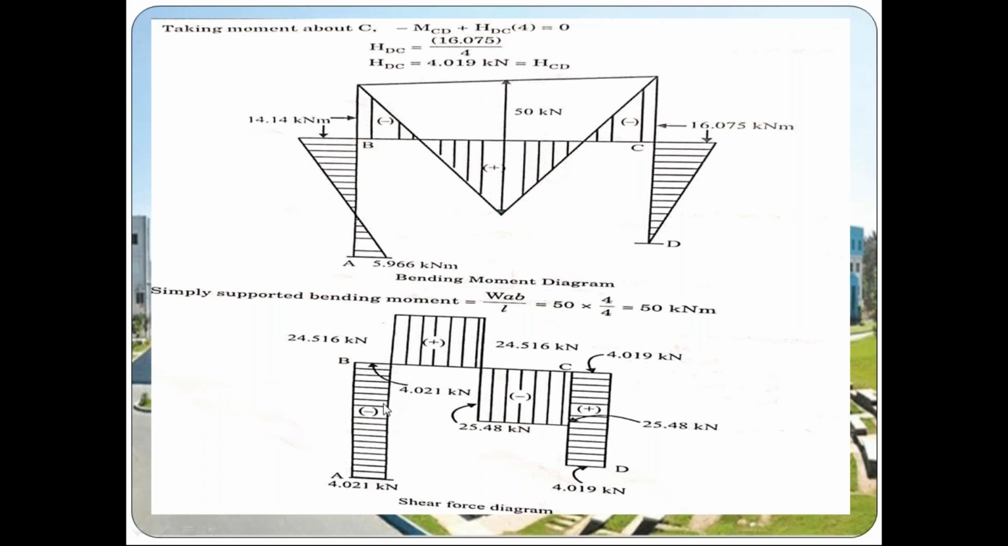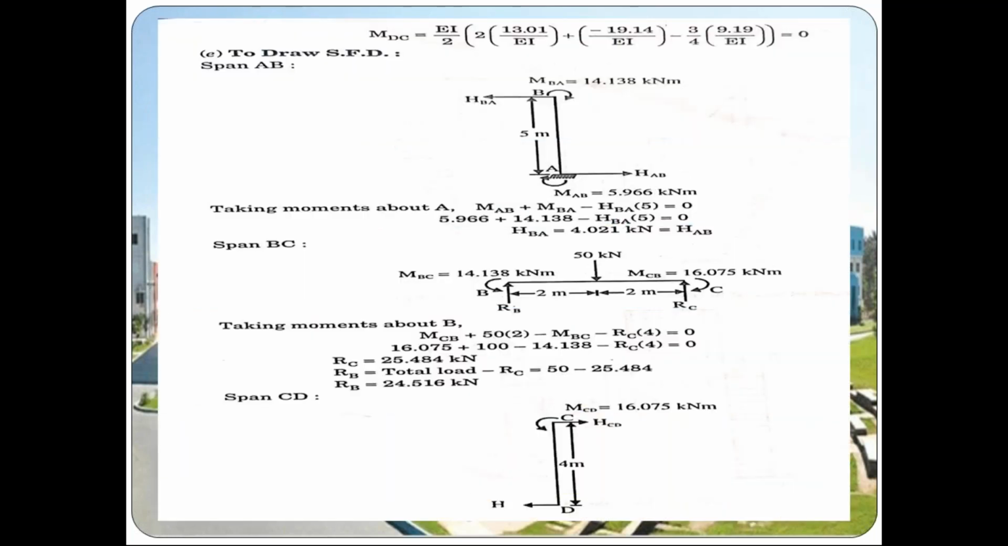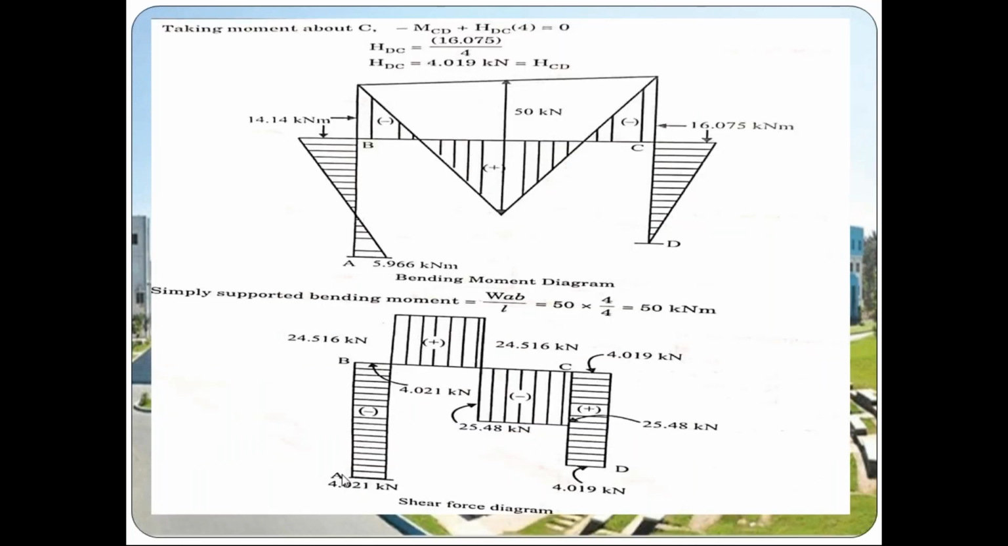Next, the shear force diagram. In span AB we don't have any loads, so we use the reactions only. At joint A, the reaction force is 4.021 kilonewton, towards the right side. No loads are acting between span AB, so it comes as a horizontal line. At joint B, we have a left side reactional force of 4.021, so here it comes to 0.